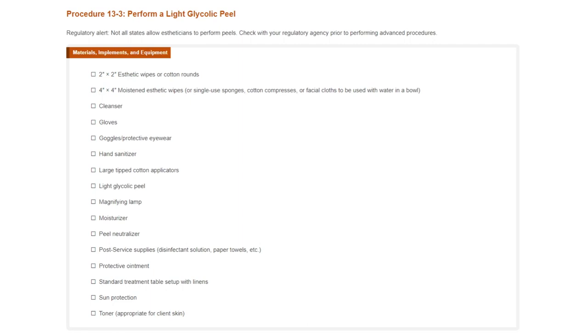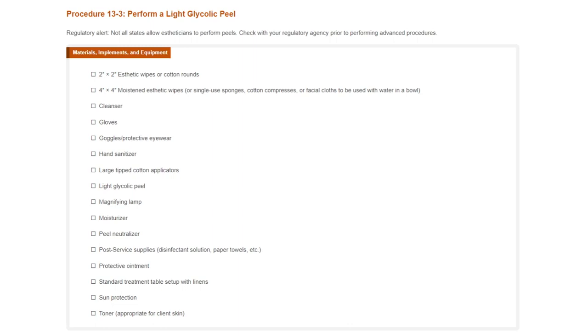Materials, implements, and equipment. 2 times 2 aesthetic wipes or cotton rounds. 4 times 4 moistened aesthetic wipes, or single-use sponges, cotton compresses, or facial cloths to be used with water in a bowl. Cleanser. Gloves.